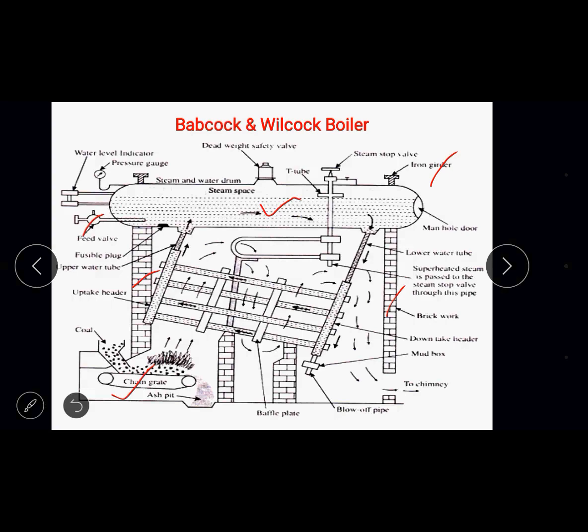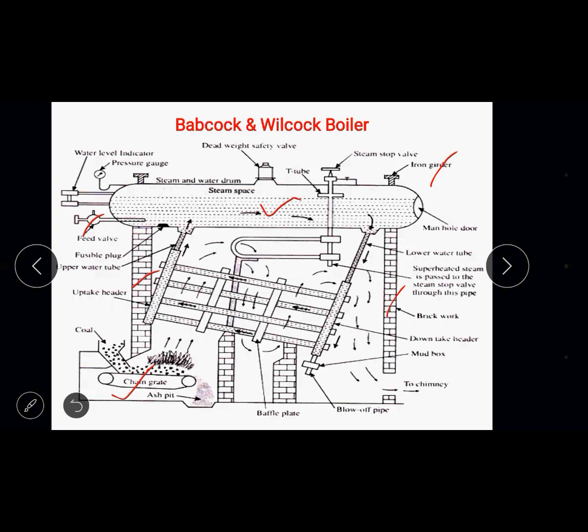In the same way, the feed valve. Through this feed valve, the boiler drum is fed with water. Through this feed valve, the water will be filled inside the boiler drum. The shell will be filled with water with the help of the feed valve. So it is the inlet part. Through this inlet part, the water is made to enter into the boiler shell.